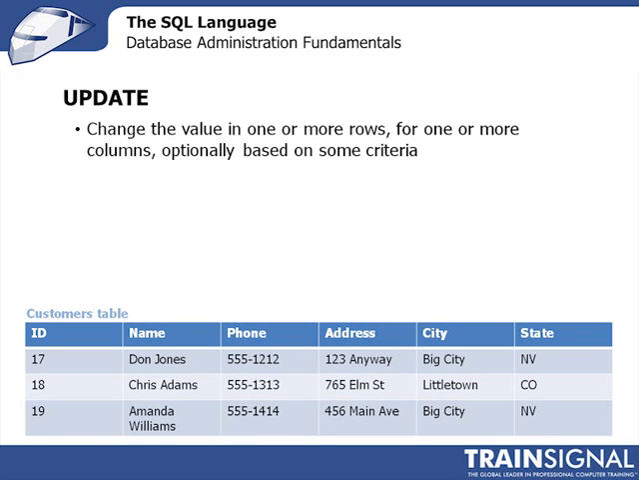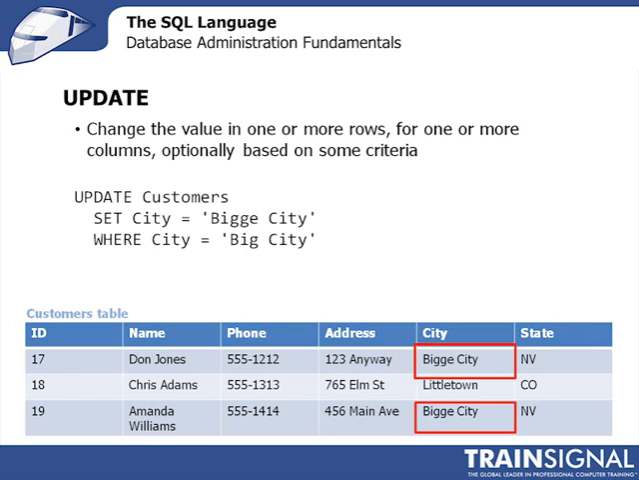An update query changes the value in one or more rows for one or more columns, optionally based on some criteria. For example, update customers tells SQL Server to update the customers table, set city equal to BIGGE city, where city equals BIG city. So this goes into our customers table, finds every row where city contains big city, and changes that value to a new value.